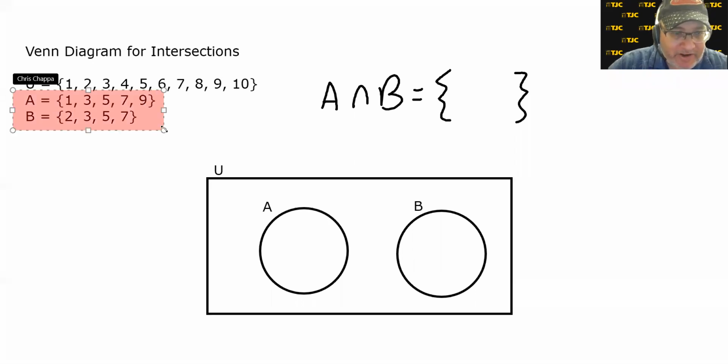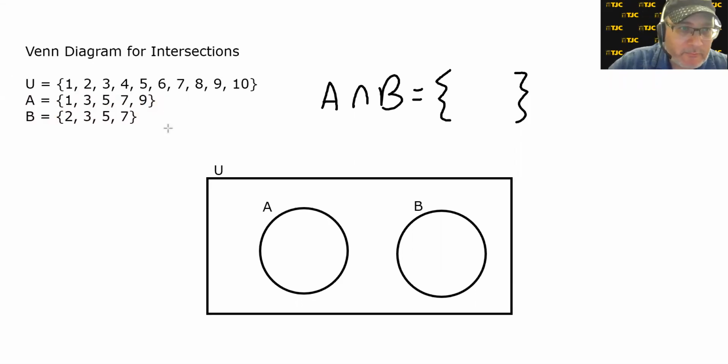Here's A and B. Do they have anything in common? Not much. I take that back. They have 3 things in common. They have a 3 in common, a 5 in common, and a 7 in common, which means the numbers 3, 5, and 7 need to be inside of circles A and B simultaneously. Let's go ahead and write the intersection over here. 3, 5, and 7.